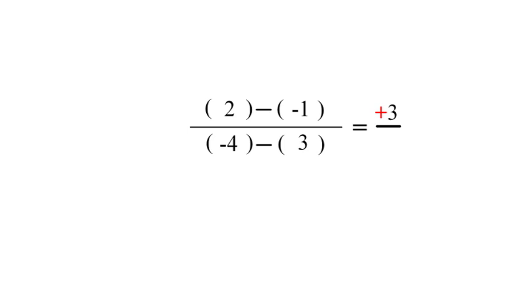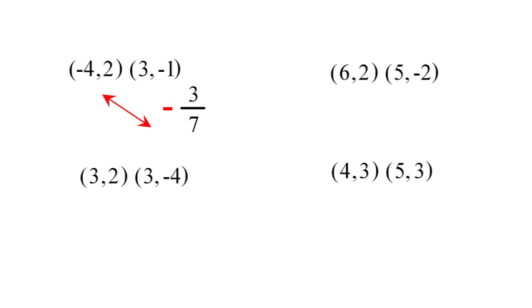Next, I do the bottom numbers. -4 minus 3 is -7. The plus sign on top and the minus sign on the bottom combine to give an overall minus to the fraction. So the slope of the line that goes through these 2 points is -3/7. And because the slope is negative, the line points in a backward slash direction.